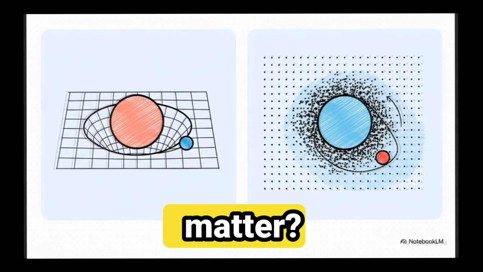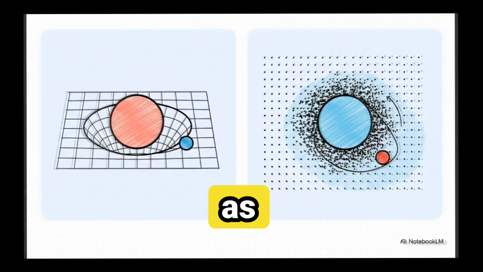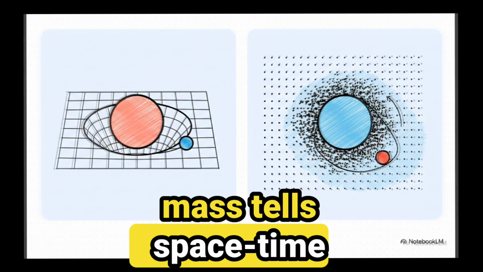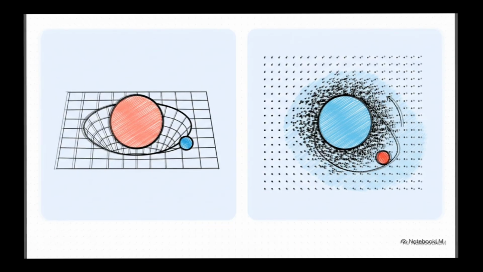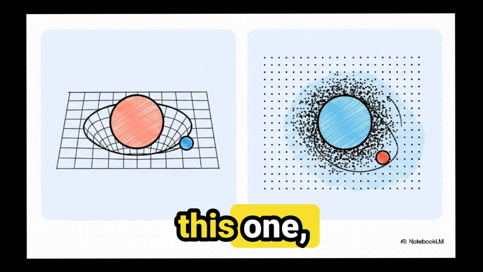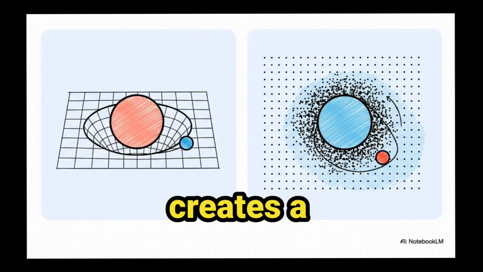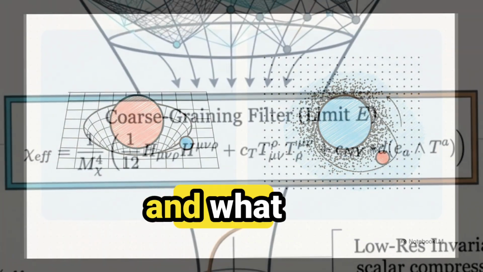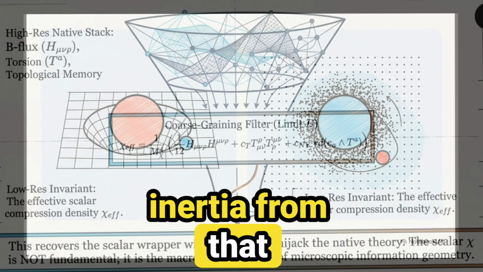Now, why does that matter? Because a perspective like this totally reframes something as fundamental as gravity. You know, in Einstein's picture, mass tells spacetime how to curve, and that curvature is gravity. Simple enough. But in a model like this one, mass doesn't curve spacetime directly. Instead, it's like it creates a bottleneck in some deeper underlying information system. And what we feel as gravity is actually the pressure, the compression inertia from that informational bottleneck.